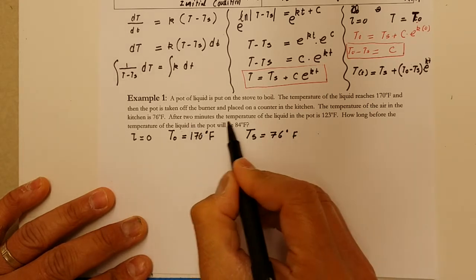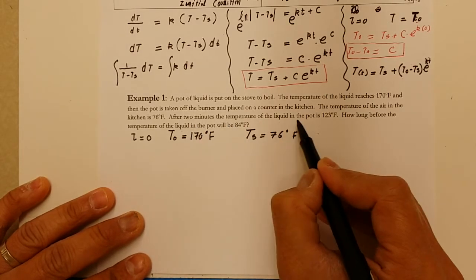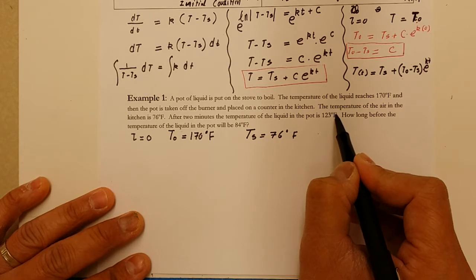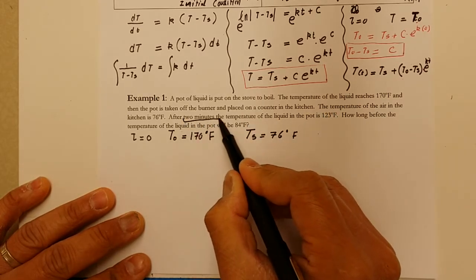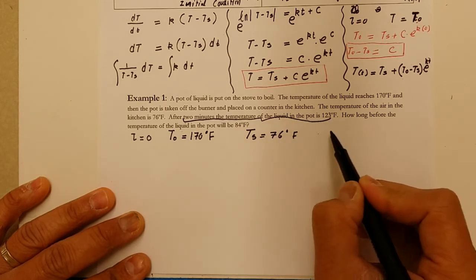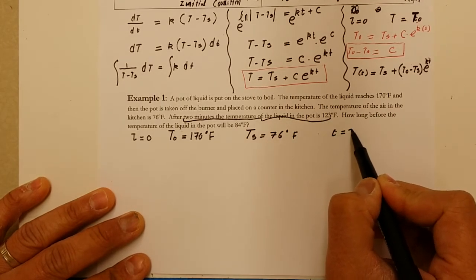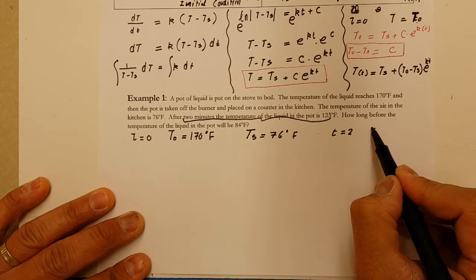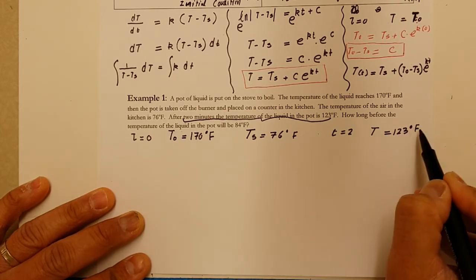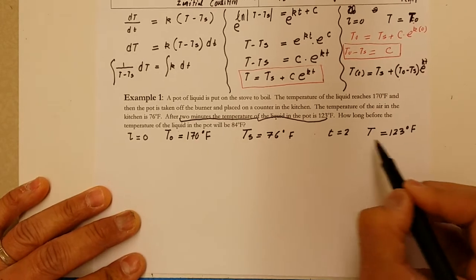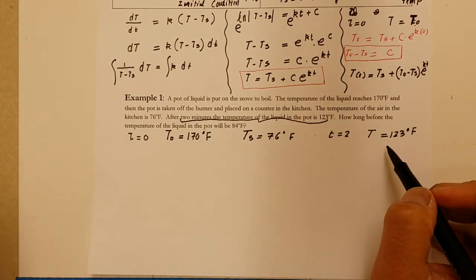After 2 minutes, the temperature of the liquid in the pot is 123. So this is our experimental value. 2 minutes later, the temperature is 123 degrees Fahrenheit. We're going to use this additional experimental information to help us find out what K is.